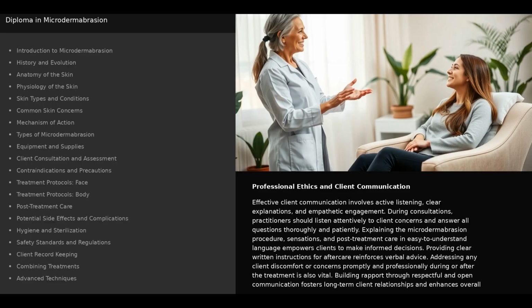Providing clear written instructions for aftercare reinforces verbal advice. Addressing any client discomfort or concerns promptly and professionally during or after the treatment is also vital. Building rapport through respectful and open communication fosters long-term client relationships and enhances overall satisfaction. This professional approach elevates the client experience beyond just the treatment itself.